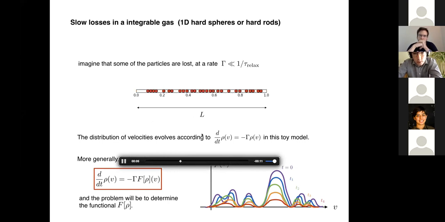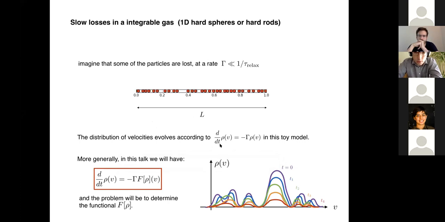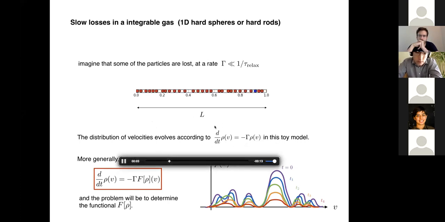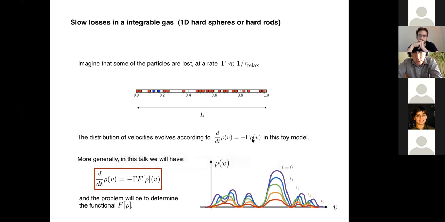And the point I want to make here is that this means that our distribution of velocities now is not conserved anymore, but that again, it's going to slowly drift as a function of time. So in this simple toy model, we have just a very simple equation of this form. So the time derivative of rho is just proportional to rho with a proportionality constant that is directly the rate. But more generally in this talk, we will have a time derivative of rho that is proportional to some functional of rho at time t. So this is the important equation. This is what we are going to study in this talk.